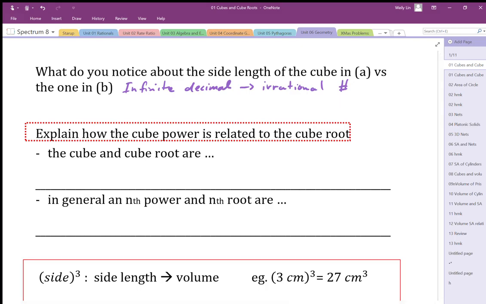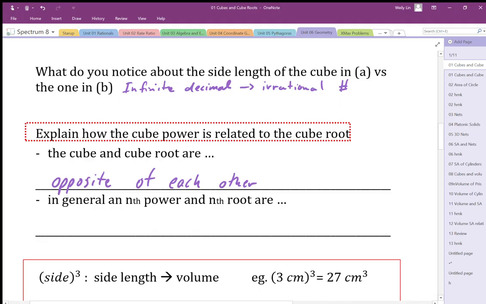How is the cube power related to the cube root? Well, the cube power and the cube root are opposites. One undoes the other, just like times and divide, add and subtract. They are what we call mathematical opposites, and it is very important to understand this idea of opposites. The technical word for this is an inverse operation. We can undo one with the other. We undo a cube power with a cube root. We can undo a cube root with a cube power.